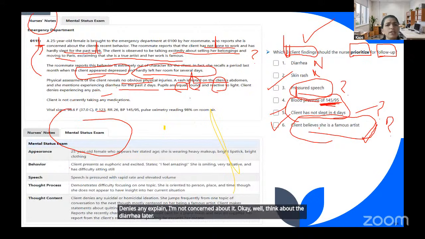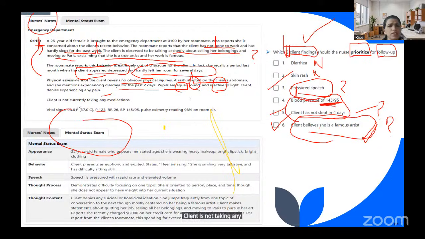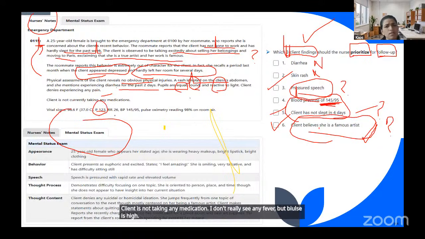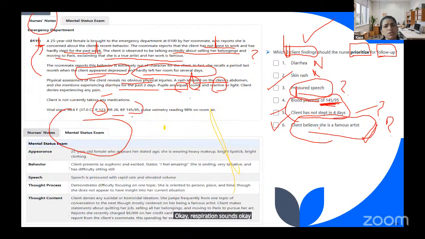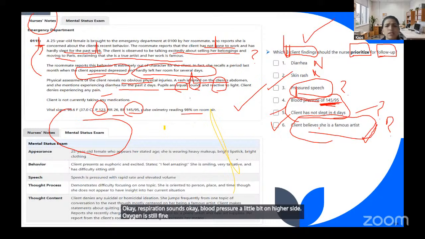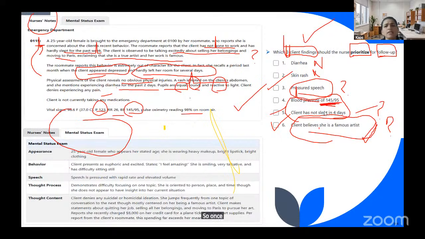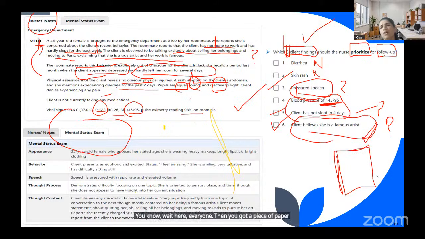Client is not taking any medication. I don't really see any fever, but why is the pulse high? Okay, respiration sounds okay. Blood pressure a little bit on the higher side. Oxygen is still fine. Nothing really concerning for me in here, right? So once you read like this, wait here, everyone. Then you got a piece of paper in the exam. They give you rough paper.